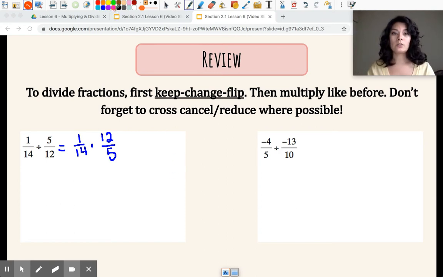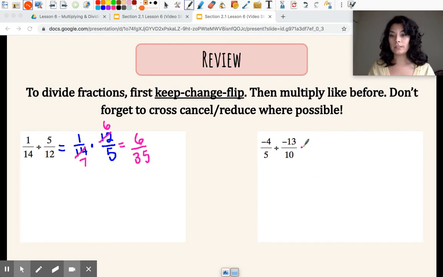So again, I like to look for things to cross-cancel before I multiply. 5 and 1 won't reduce, but I can simplify 12 and 14. I can reduce them both by 2. So that'll give me 6 if I divide 12 by 2, and that'll give me 7 if I divide 14 by 2. And now I just multiply like before. 1 times 6 gives me 6. 7 times 5 gives me 35. And there's my final answer.